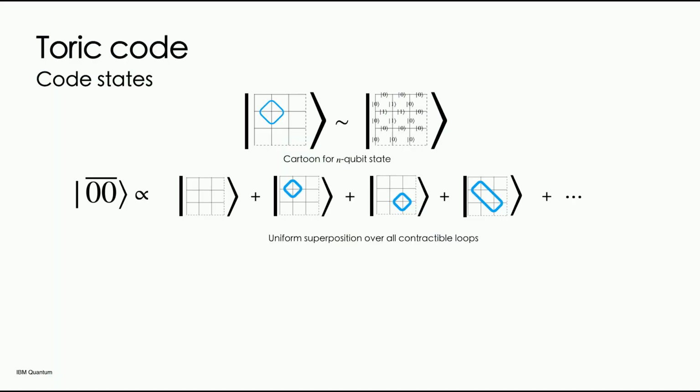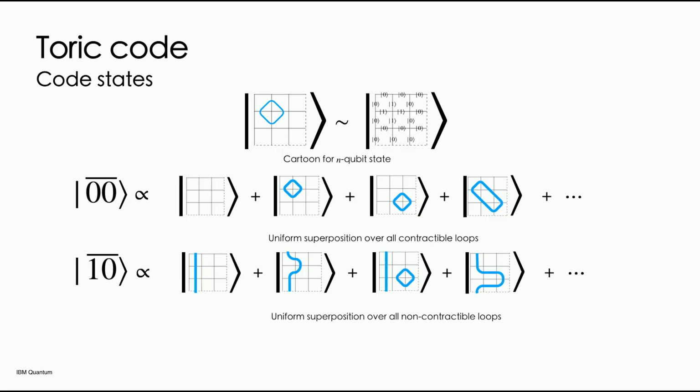And now, how do I represent the state where it's in the all zeros? I'm going to start with the all zero state. And then I'm going to multiply that by every possible stabilizer. So every loop that's contractible, I'm going to multiply that and create a uniform superposition. And that forms the all zero state. And how do I go from that to the 1?